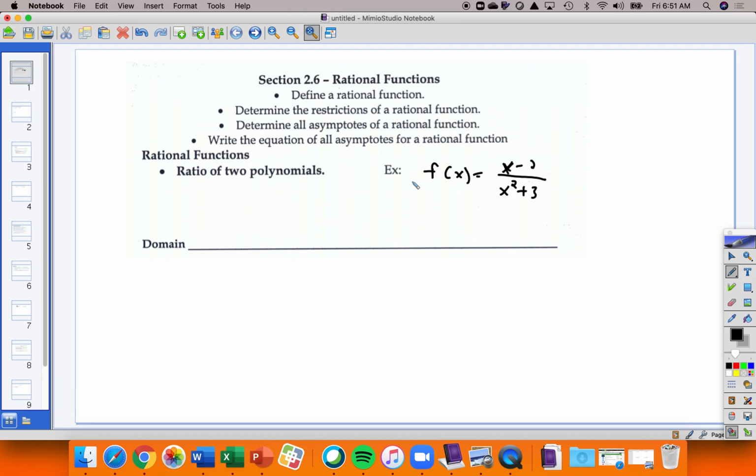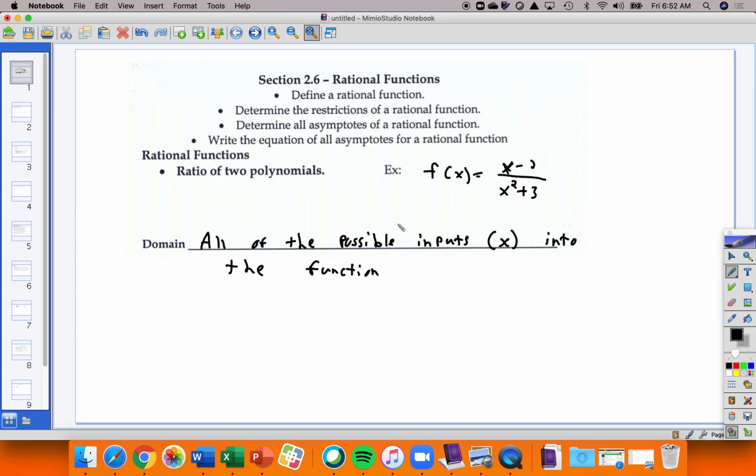The domain is all of the possible inputs. When I say inputs, I'm thinking x values into the function. So everything that we are able to input into the function. When we write domain, we're going to write it in interval notation.